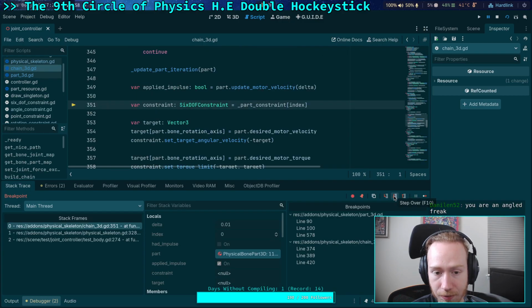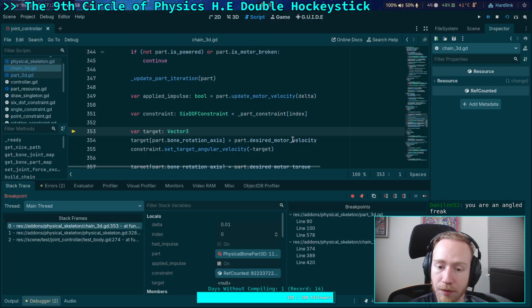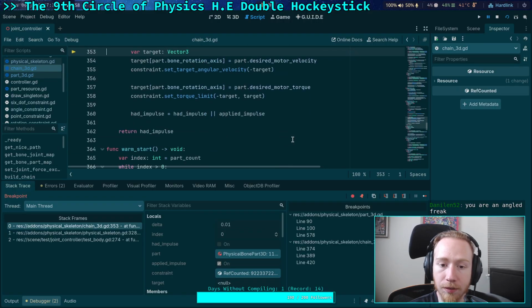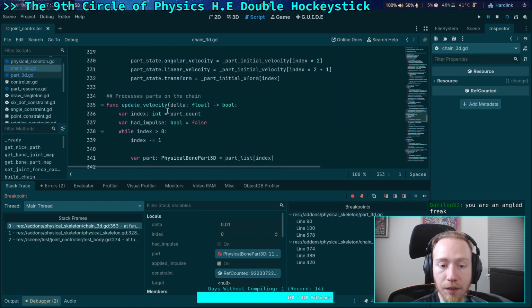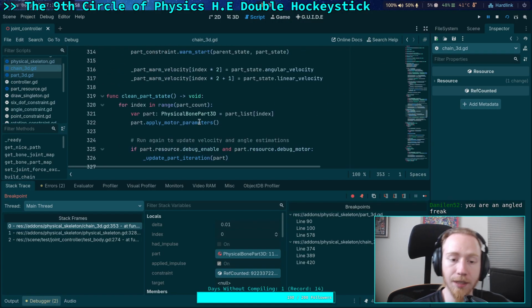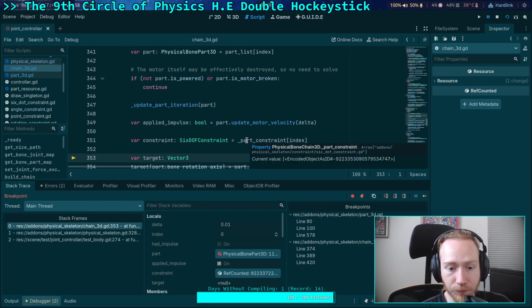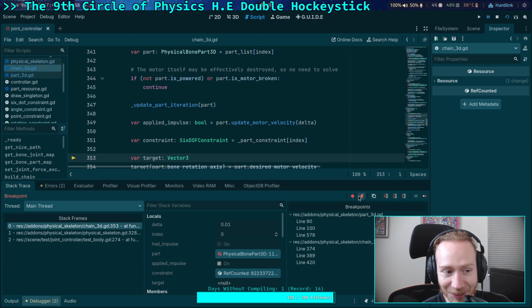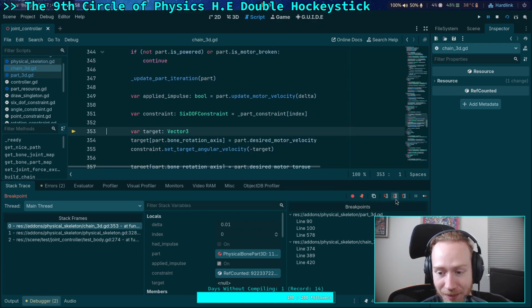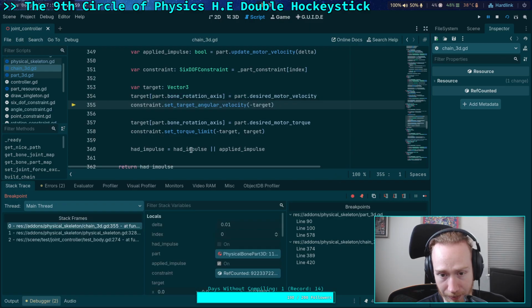Step out of that. Obtain the constraint. These are settings on the motor, right? Clean applies the motor, right? Okay, I don't know what that means. Right.